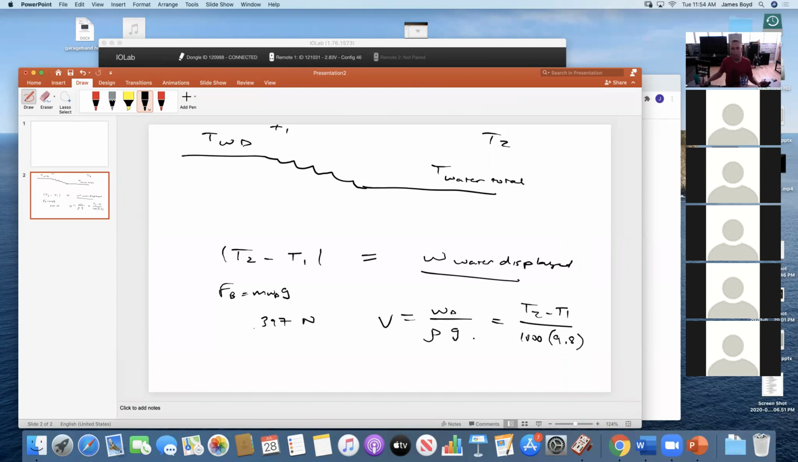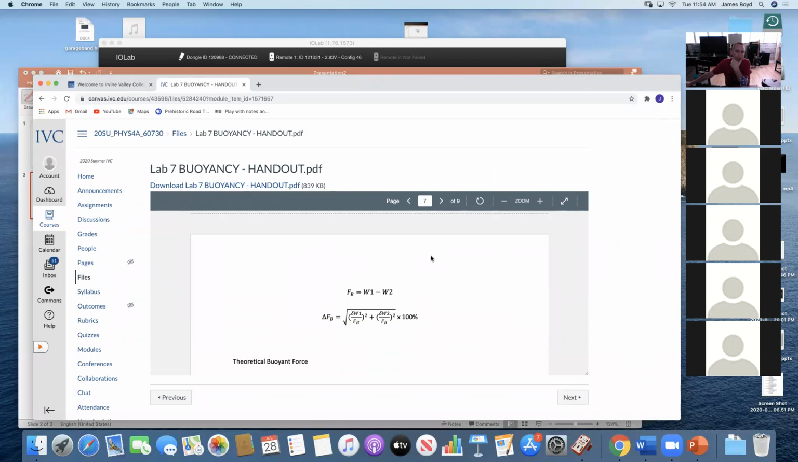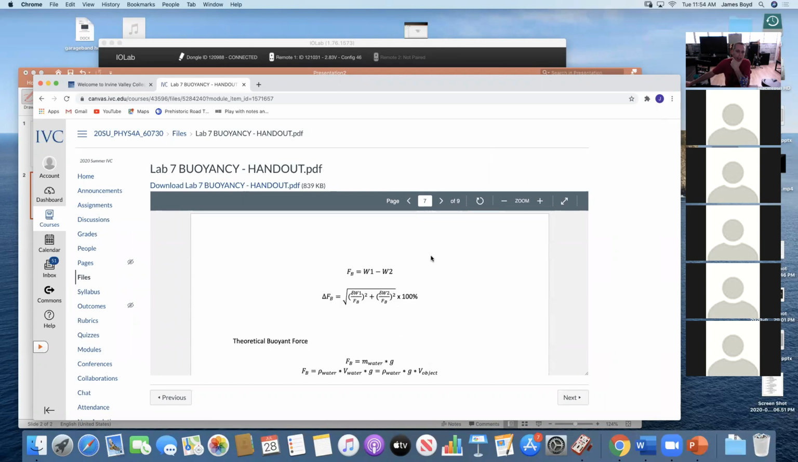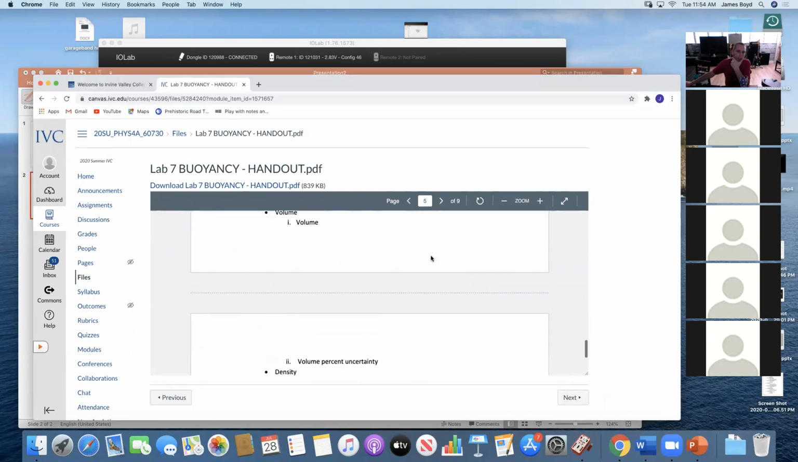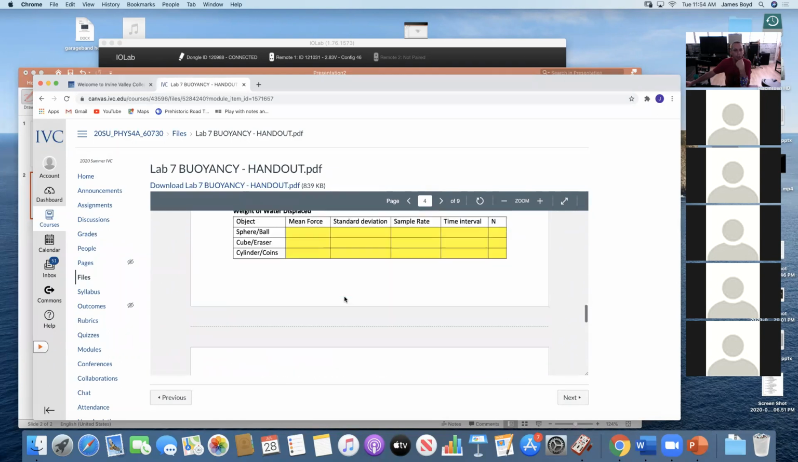And this will give you the same volume as the volume you measured with your ruler. You can compare it if you want. Now, what did I ask you to do in this? I don't remember. I did it last night. I ask you to find the volume of each object.